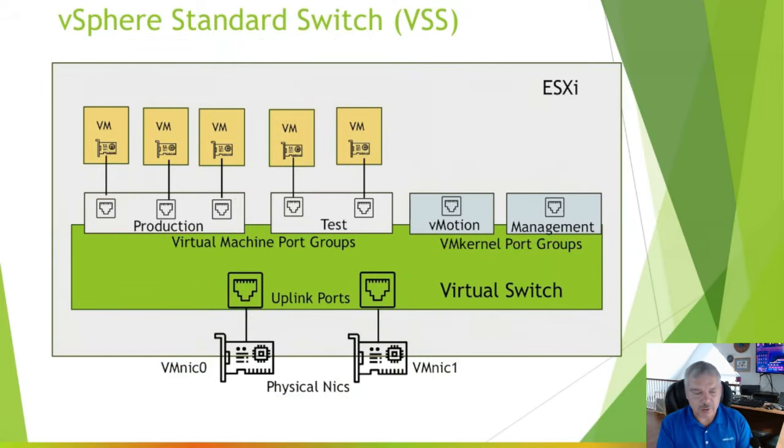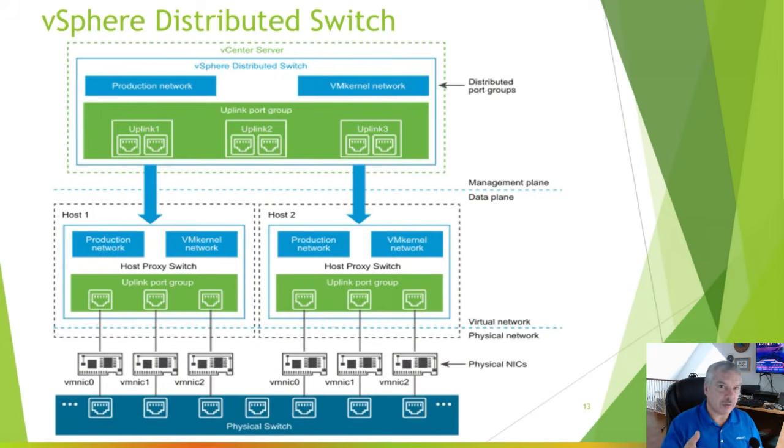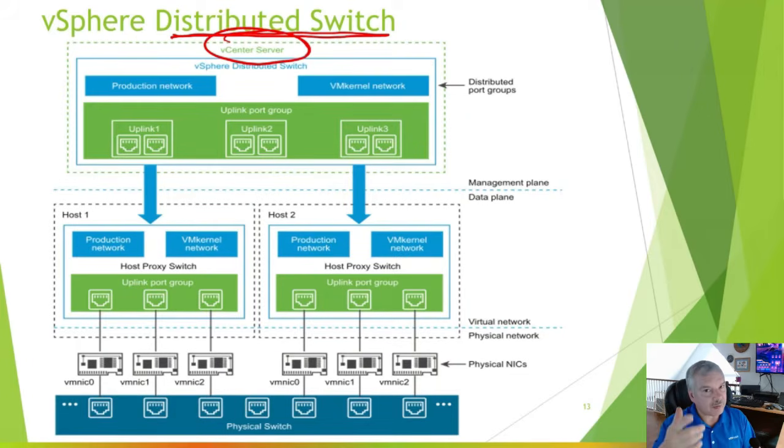But a standard switch is a per host configuration. So if I had 100 hosts and I wanted to configure all these standard switches, I'd have to go out to those 100 hosts and configure them all individually, one by one by one, or you could script it. vSphere came out with this thing called distributed switches, years ago, back in vSphere 4.0. A distributed switch is a capability of vCenter Server. You have to be licensed for it.